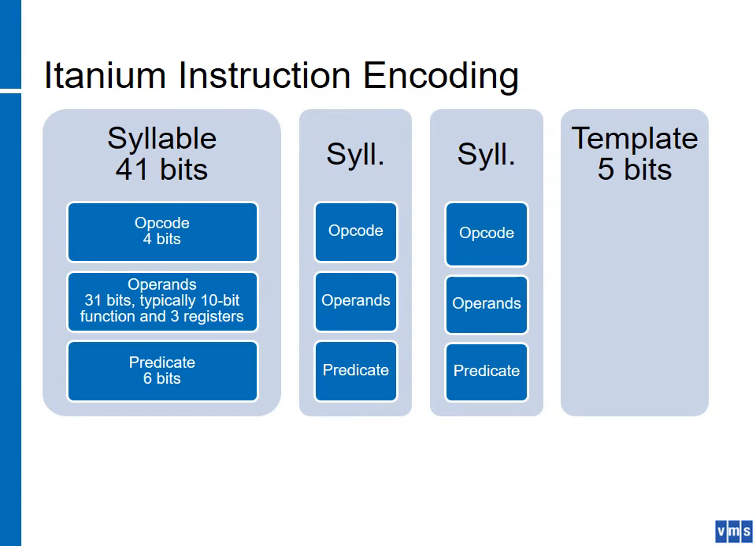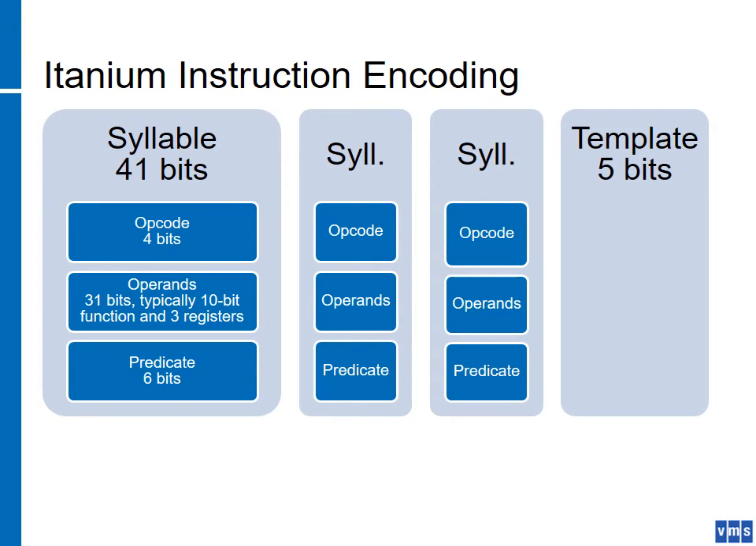In Itanium, we have a 128-bit bundle. The bundle contains 5 bits that are a template, which basically tells the processor which of the syllables in the instruction can be handled by which type of execution unit in the processor. And then we have 3 41-bit syllables or instructions.